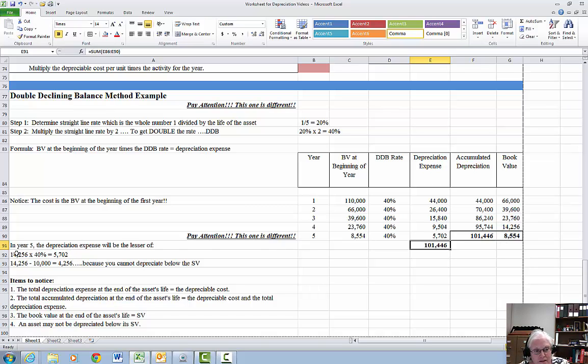So if I take the lesser of the two, one more time, year 5, that's important. The 100,000 cost minus salvage. Remember that. Times 2 over 20. Okay, 2 over 20.